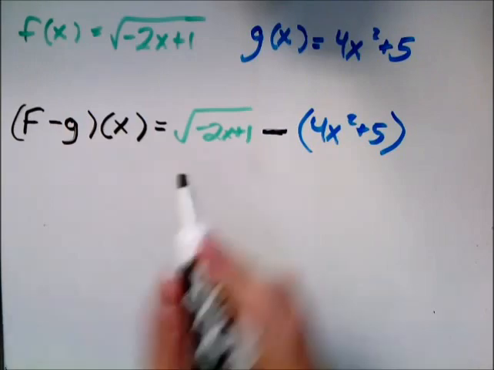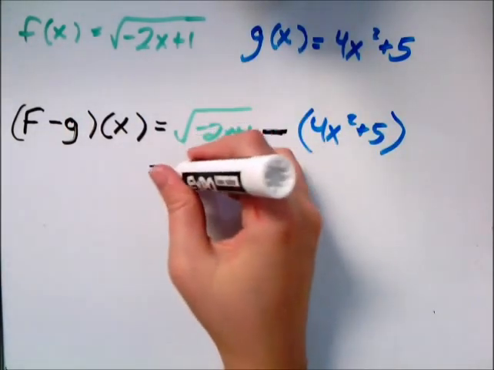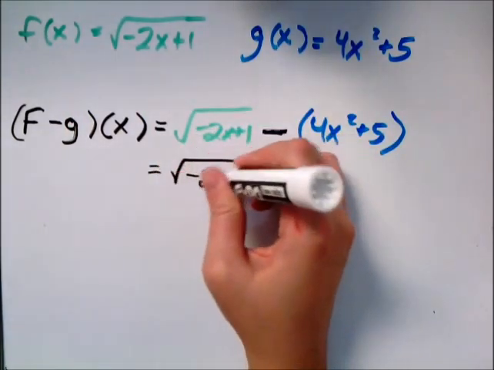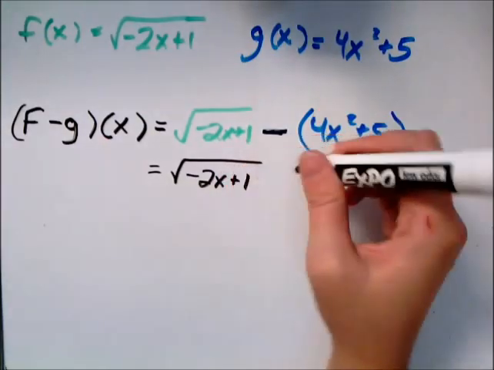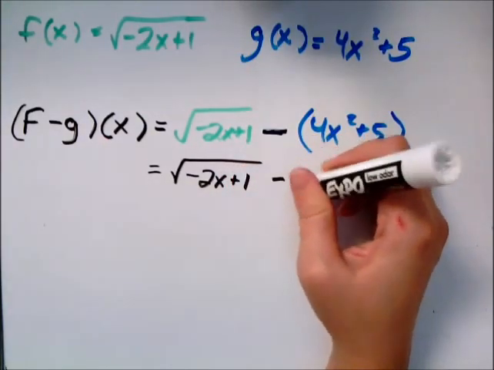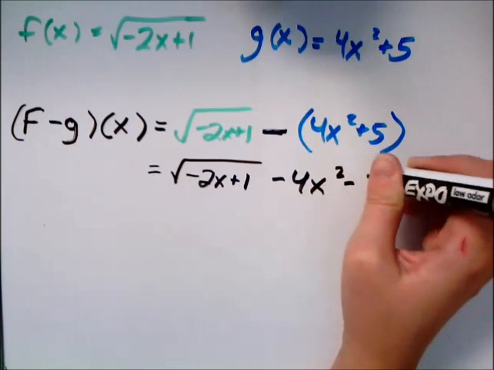And so if I want to simplify, this is under the square root, so I don't really have like terms, but at the very least I could put the negative through there. So it says this square root minus 4x squared minus 5.